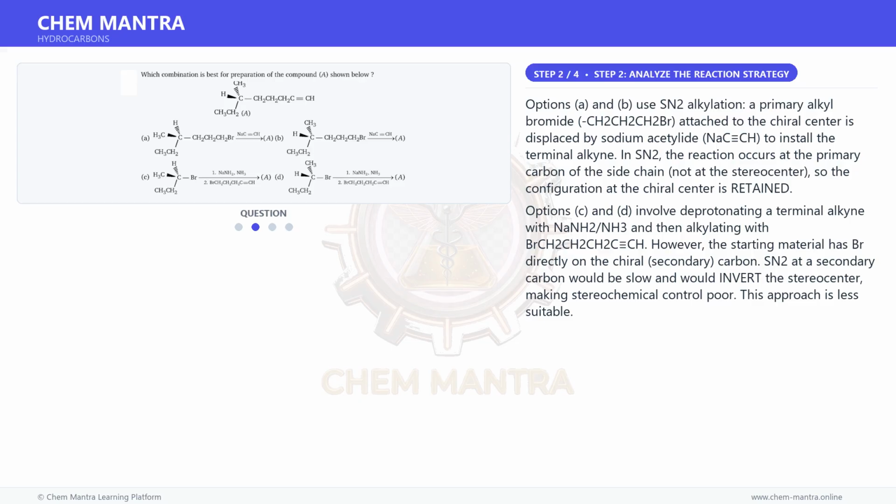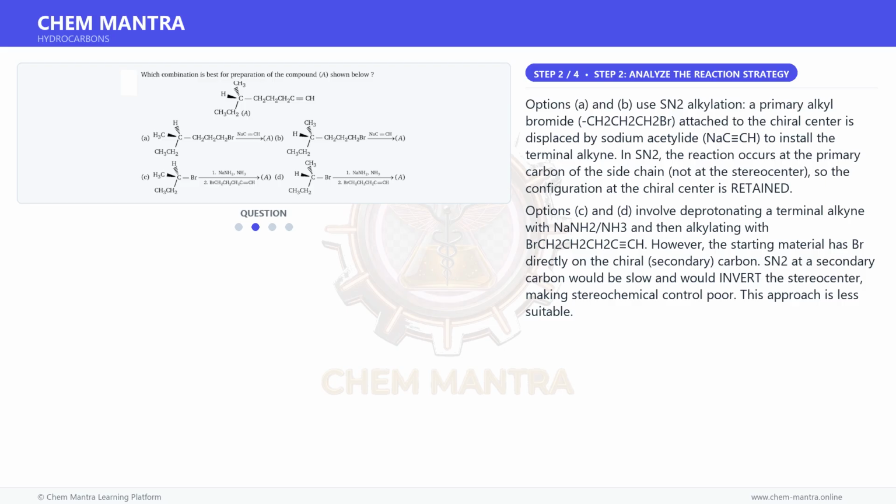Options A and B use SN2 alkylation. A primary alkyl bromide, CH2CH2CH2Br, attached to the chiral center is displaced by sodium acetylide, NaCCH, to install the terminal alkyne. In SN2, the reaction occurs at the primary carbon of the side chain, not at the stereocenter, so the configuration at the chiral center is retained.